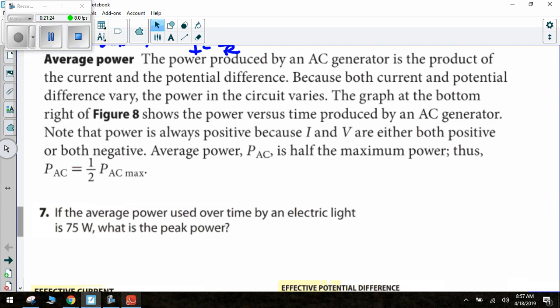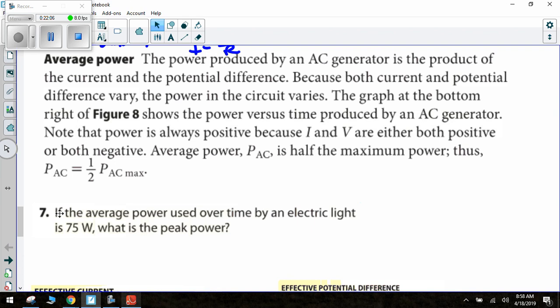A lot of people skipped over this equation whenever they were doing this problem. This equation wasn't in the notes, but it was in the section right before you did the problems for your homework. If something doesn't make sense, you should probably go and look at the little section before, right? It says the power produced by an AC generator is the product of the current and the potential difference. Because both the current and the potential difference vary, the power in the circuit varies. The graph at the bottom, figure 8, shows power and all that. But what we find is that the average power is half the maximum power. So power for an AC circuit is half of the maximum power.